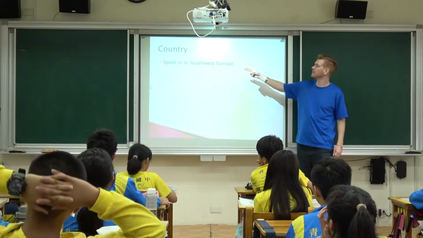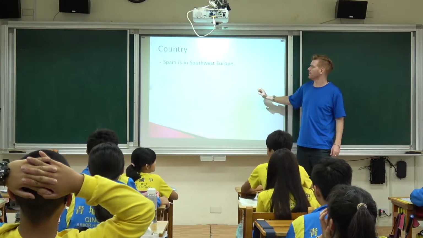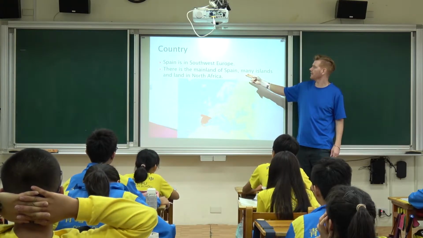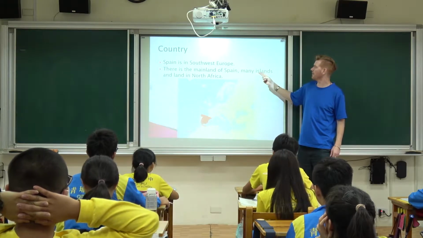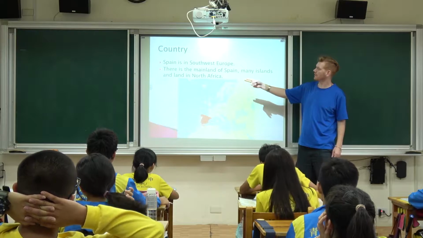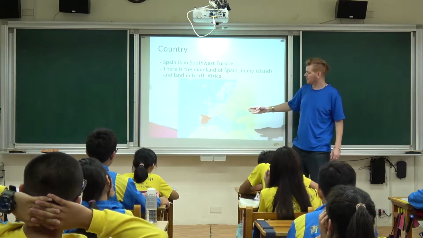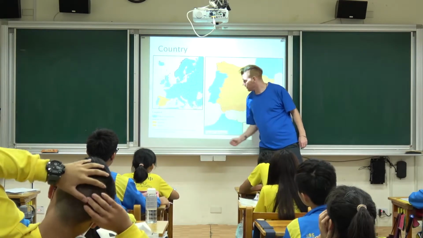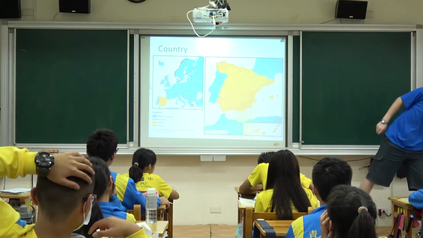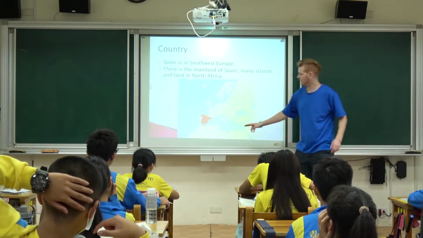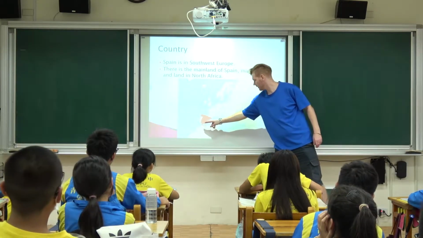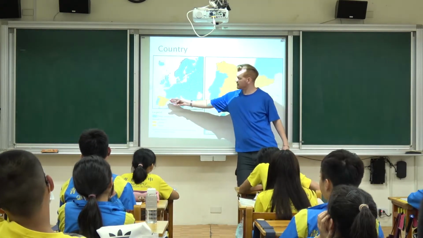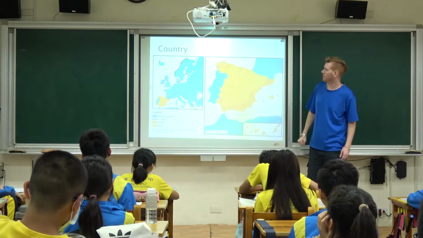Spain is in southwest Europe. There is the mainland of Spain, many islands and lands in North Africa. So we have the mainland, islands, and land in North Africa. So here's Spain in southwest Europe.